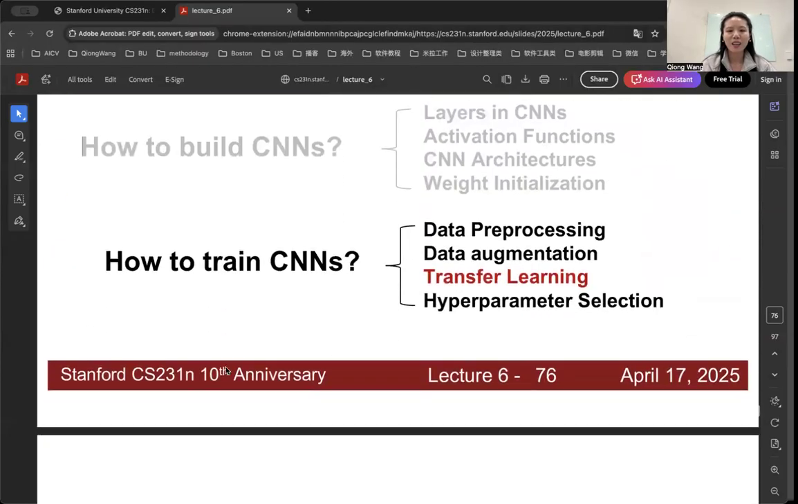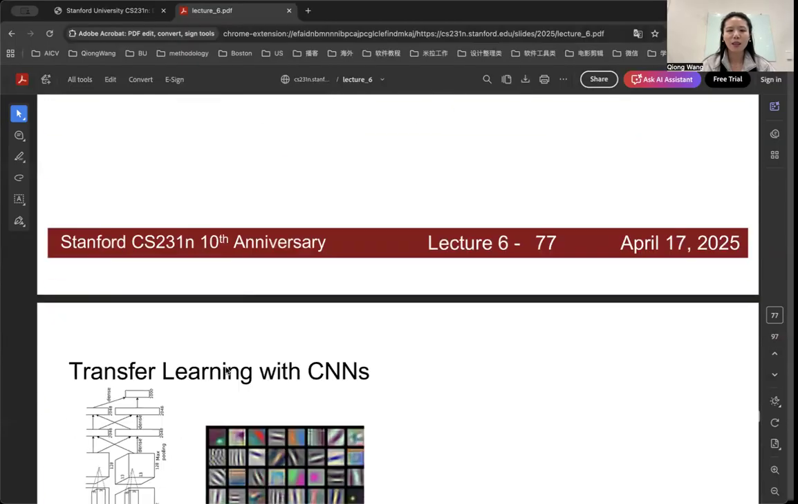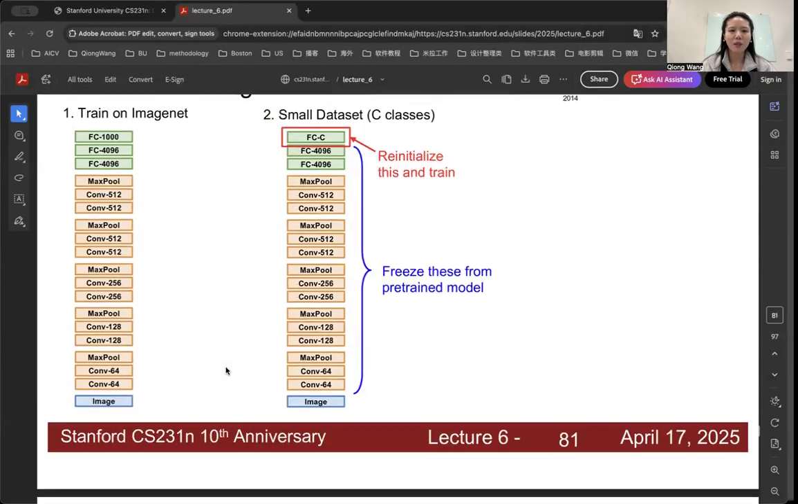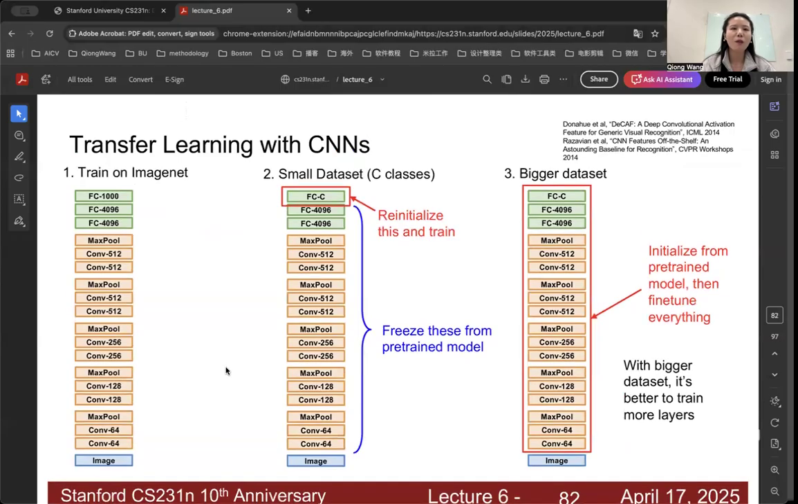Sorry. Okay, transfer learning. Let us have an overview of transfer learning.